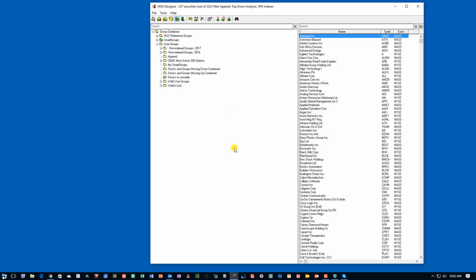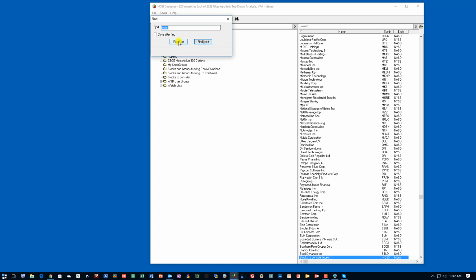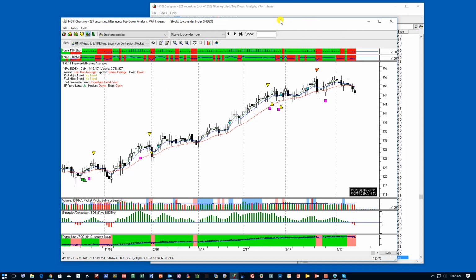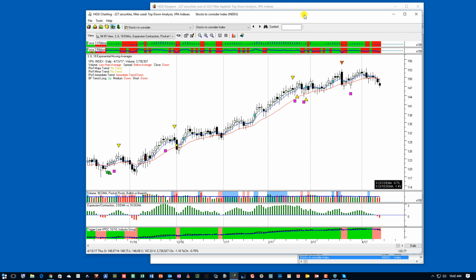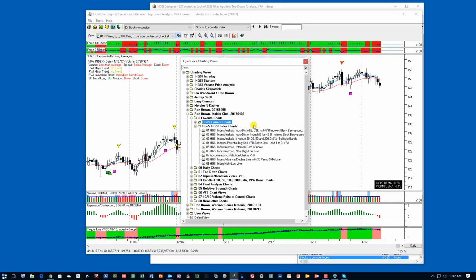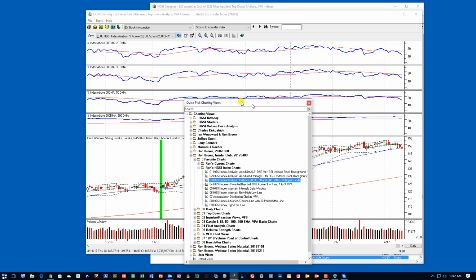I'm going to go ahead and generate an index for this list of stocks, and this is going to be a market cap weighted index of the 227 securities. Okay, actually 226 with the index. So I'll bring this index up in a chart, and this is one of the charts that I've created and I use. But let's go to some different charts here. I'm going to go to my HGSI index charts and just pick out a couple of these charts to show you what's going on.